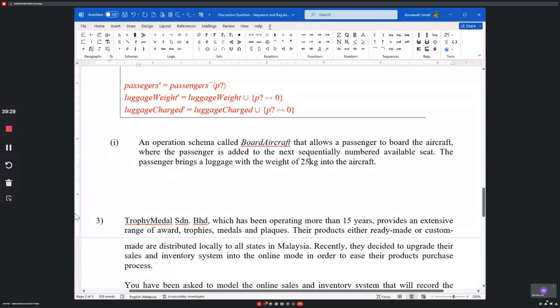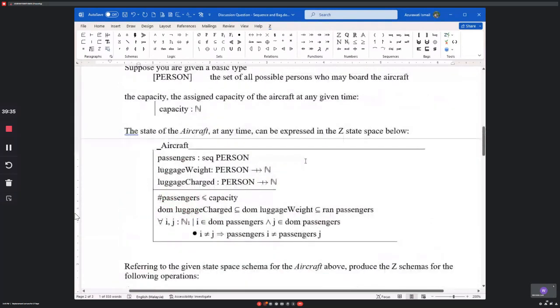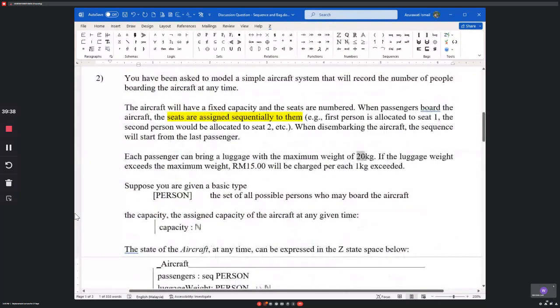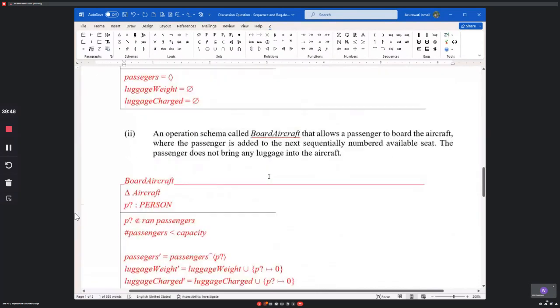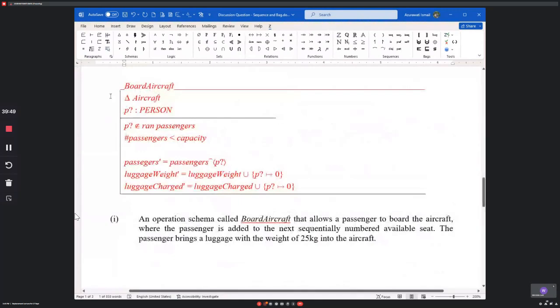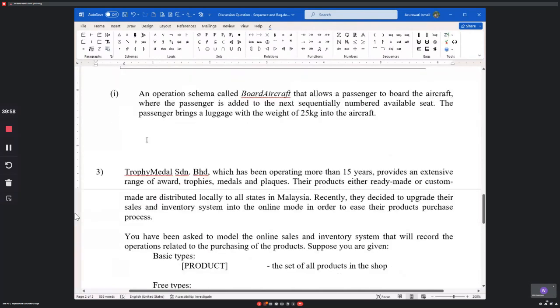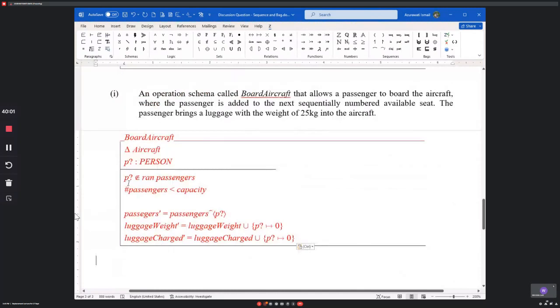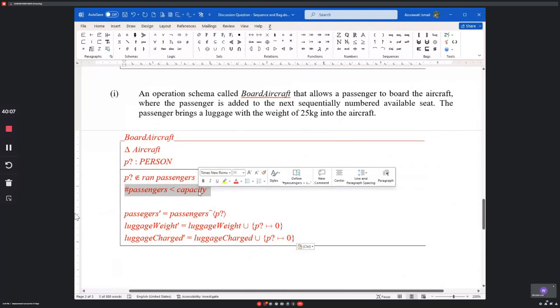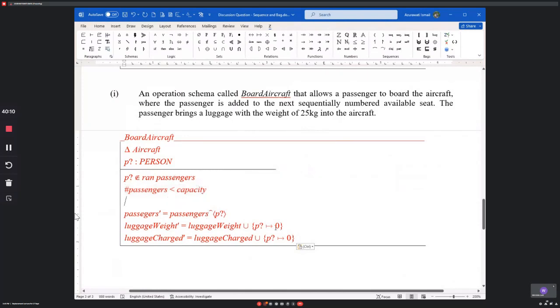So from here you see that you have weight already. And then this weight exceeds the maximum weight here, meaning that another additional 5 kg needs to be charged. So you have to make sure that you do a calculation for that. So for this one, similar to the aircraft just now, I cannot exceed the capacity. If you want, you can have the calculation straight away here.